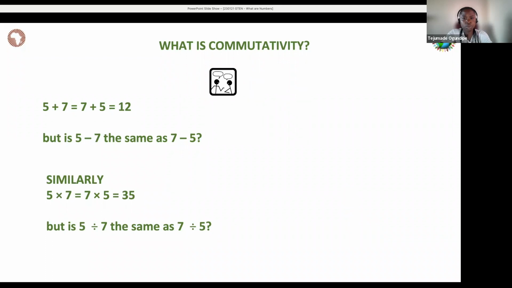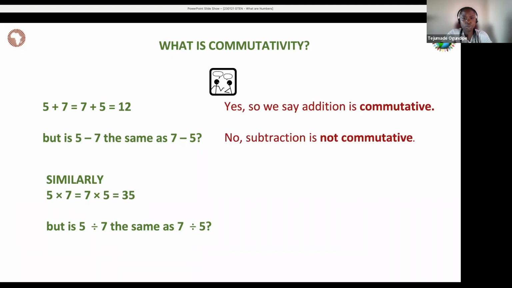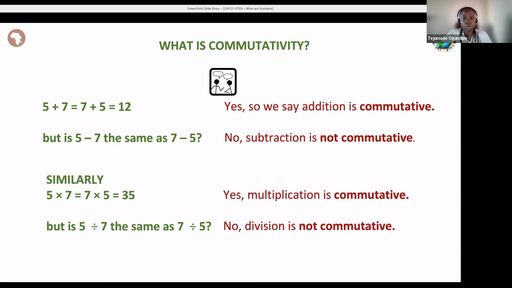Similarly, when we look at multiplication, 5 times 7 and 7 times 5 are the same. So we can see that addition is commutative, subtraction is not. And the same thing, when you have 5 divided by 7, is it the same as 7 divided by 5? It is not. So in this case, addition and multiplication are commutative, while subtraction and division are not.